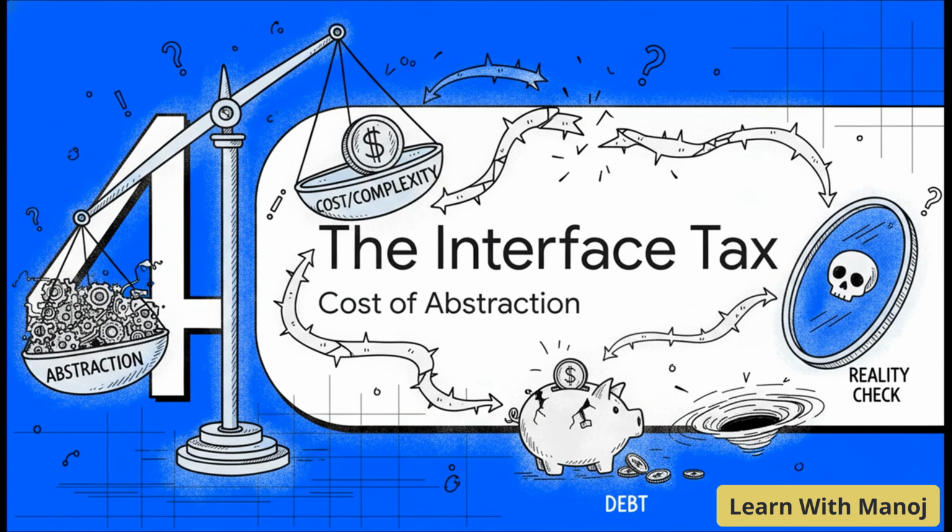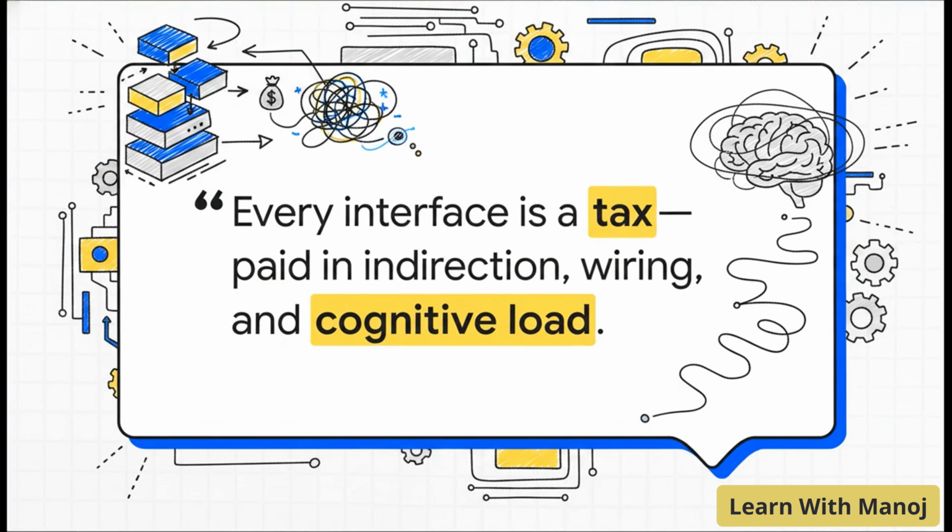Moving into part 4, the interface tax. Now, I want to shift the tone here towards extreme pragmatism because, let's face it, introducing abstractions to your codebase is never a free lunch. We need a bit of a sobering reality check. Read this quote carefully. Every interface is a tax, paid in indirection, wiring, and cognitive load. I mean, we've all seen those code bases that are just wildly over-engineered, right? Where you have to jump through 5 layers of interfaces just to find the actual code doing the work. That right there is the interface tax. While abstractions bring flexibility, they also hide details, making the code harder to follow and significantly increasing the mental effort required to just understand the system.